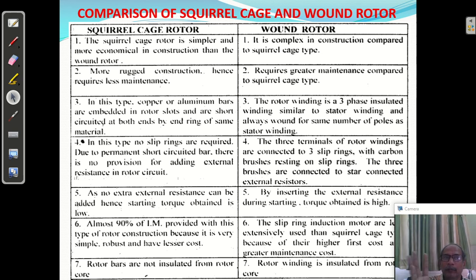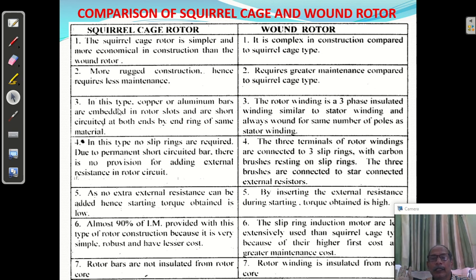Squirrel cage more rugged क्योंकि इसमें एक ही पार्ट है स्टेटर जो जलने वाला है. Rotor part will not be wound because rotor winding directly is in the form of bars, uninsulated, and both ends are already shorted. So कभी भी rotor winding नहीं जलती. Hence it requires less maintenance, but slip ring requires more maintenance because of stator winding burn, rotor winding burn, brushes and slip rings.